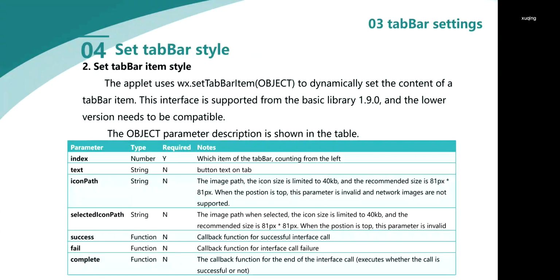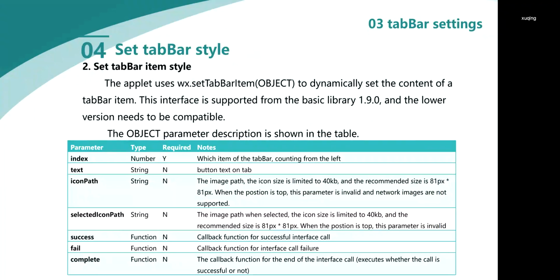We have text, it's the button text on the tab. Icon path is the image path. The icon size is limited to 40 kilobytes, and the recommended size is 81 pixels by 81 pixels. When the position is top, this parameter is invalid and network images are not supported. We have the parameter selected icon path, the image path when selected, and the icon size is limited to 40 kilobytes, and the recommended size is 81 pixels by 81 pixels. And when the position is top, this parameter is invalid.